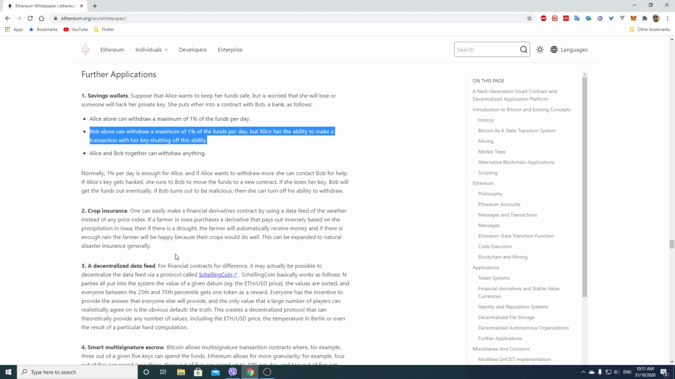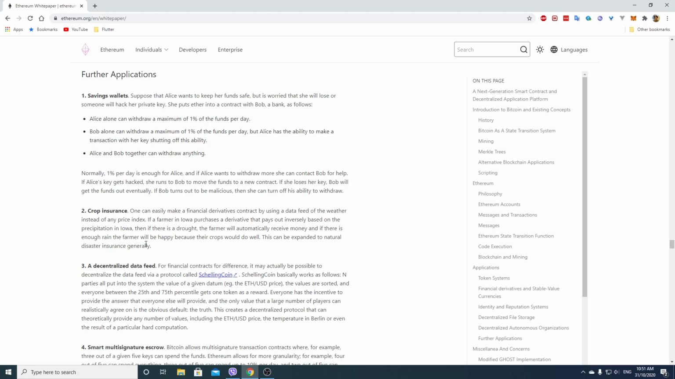Okay. Crop insurance. One can easily make a financial derivative contract by using a data feed of the weather instead of any price index. If a farmer in Iowa purchases a derivative that plays out inversely based on the precipitation, then there's a draw.